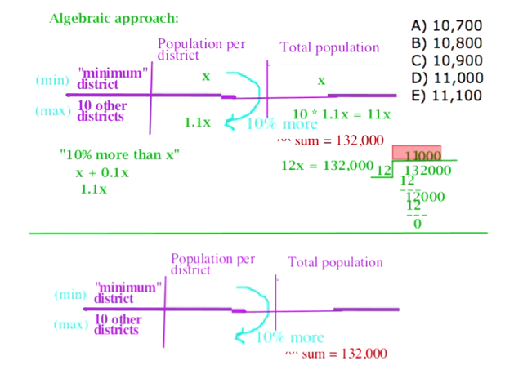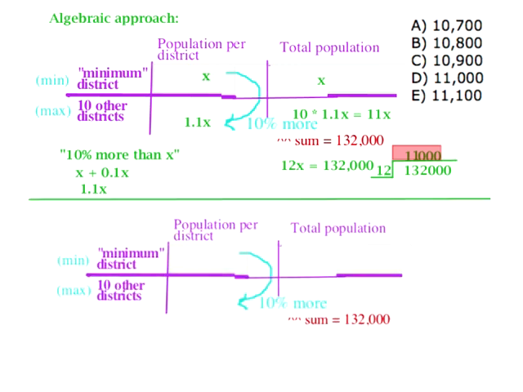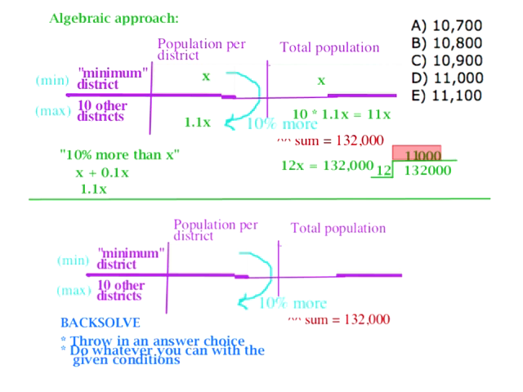Let me erase the long division work so we have more room. When you back solve, it's either going to work or it's not going to work. It's a pretty nice dichotomy there. So just do whatever work you can and then see if it works. If everything works out together, then you win, and if not, then you don't win. So back solve: throw in an answer choice, do whatever work you can with the given conditions, and then if everything works, you win.